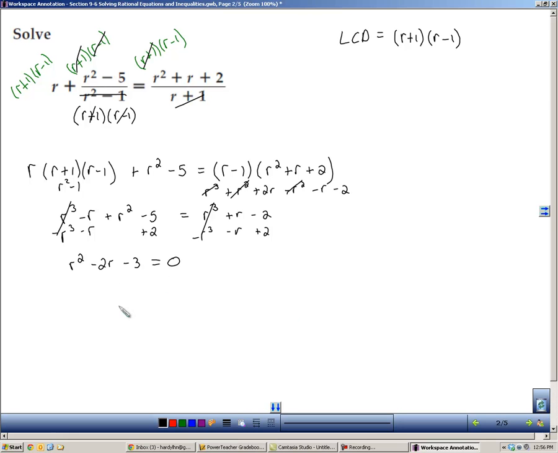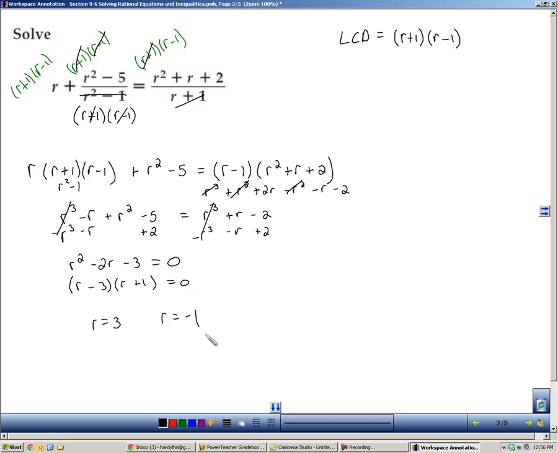Now this is something we can solve. This is a trinomial that I can factor easily. Two factors of negative 3 that add to be negative 2 are negative 3 and 1. And if I set those equal to 0, I get two solutions, r equals 3 and r equals negative 1.